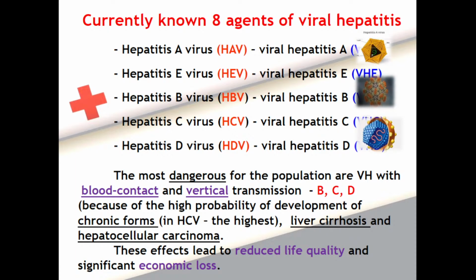The most dangerous for the population are the viral hepatitis with blood contact and vertical transmission, B, C, and D, because of the high probability of development of chronic forms, especially in viral hepatitis C, and of liver cirrhosis and hepatocellular carcinoma. These effects lead to reduced quality of life and significant economic loss.